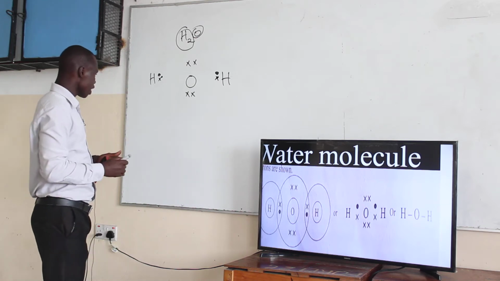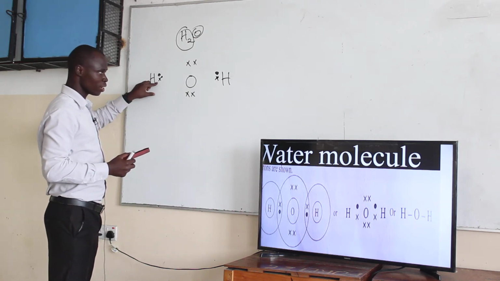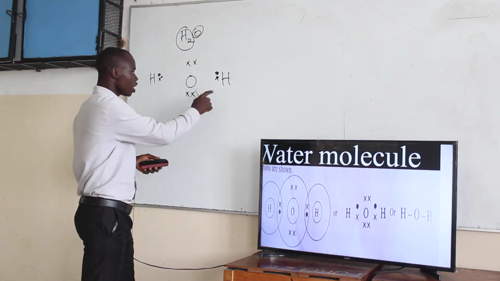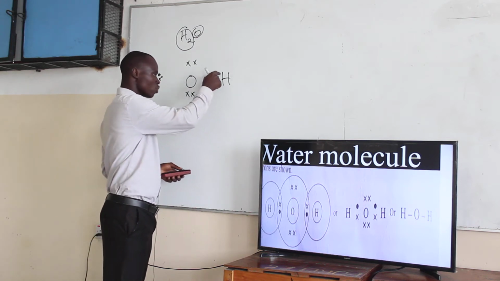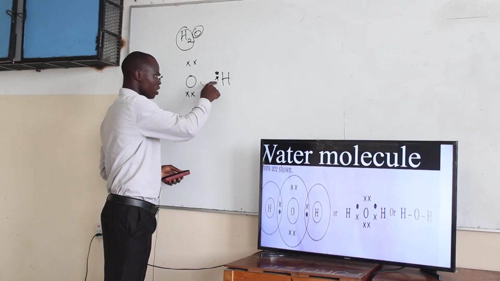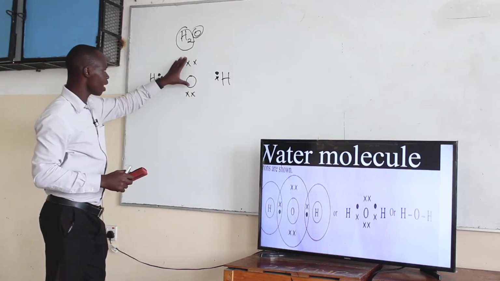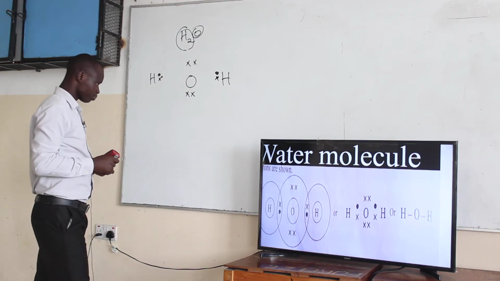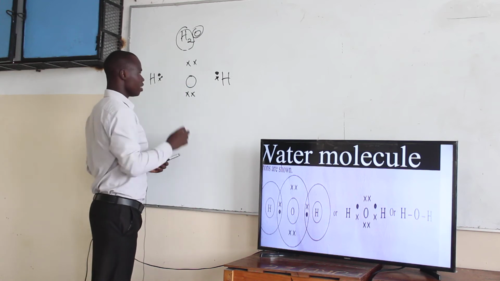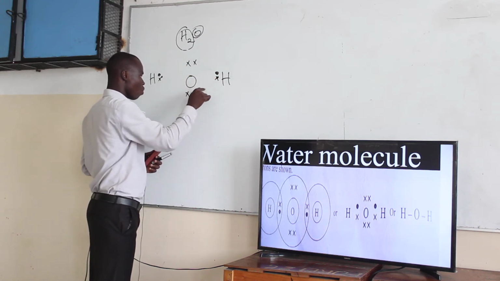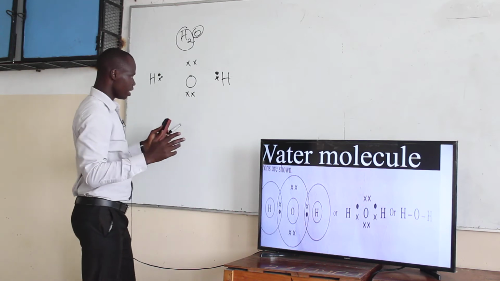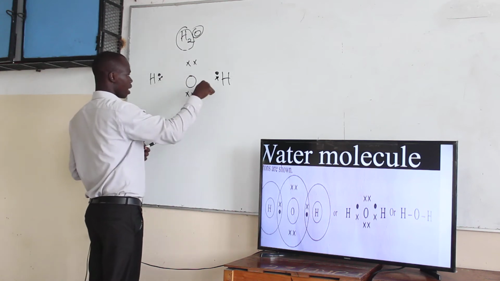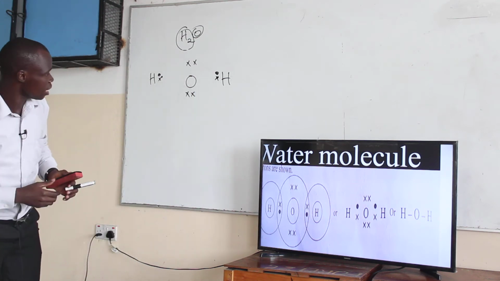Now, looking at this hydrogen, it already has 2 electrons, which means it's stable. One is for itself, the other one for oxygen. This other hydrogen is also stable, because it has 2 electrons around it, one from itself, the other one from oxygen. Then, when we come to oxygen itself, we have 1, 2, 3, 4, 5, 6, 7, 8. And now oxygen is also stable because the electrons around it are 8.